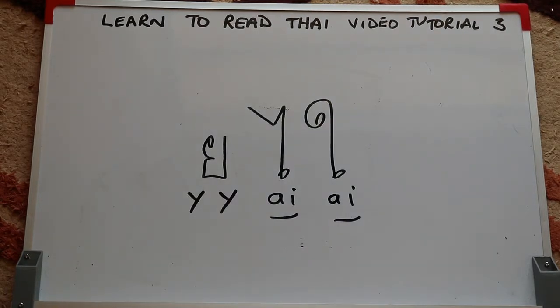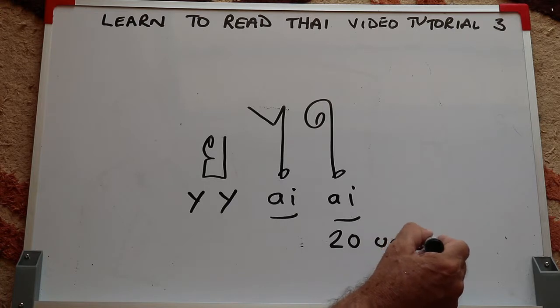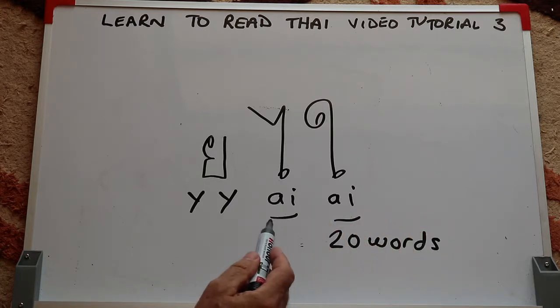As I said, these two vowels perform exactly the same function, except that the second one, Sara I Mai Muan, is only used for about 20 words in Thai. This one is more common and used for all the other words.